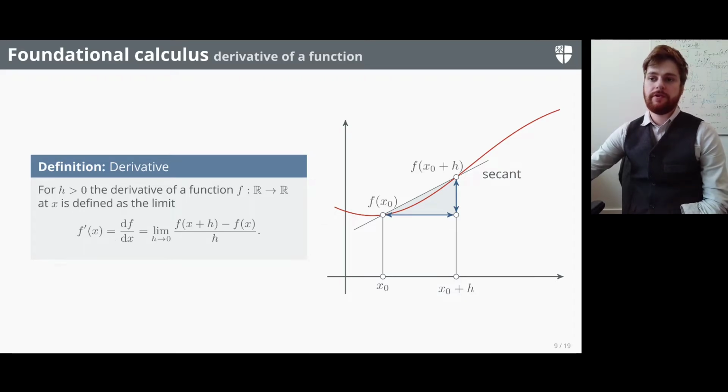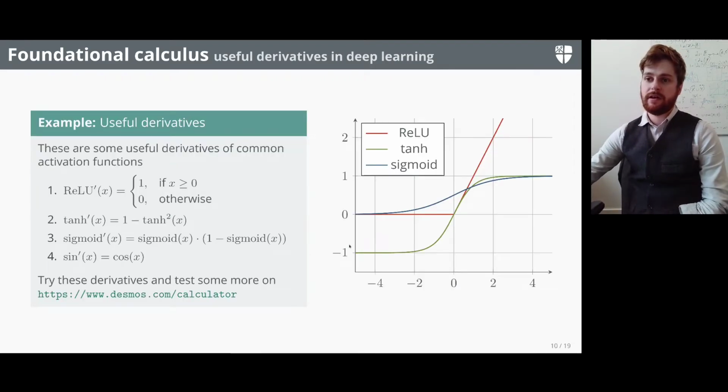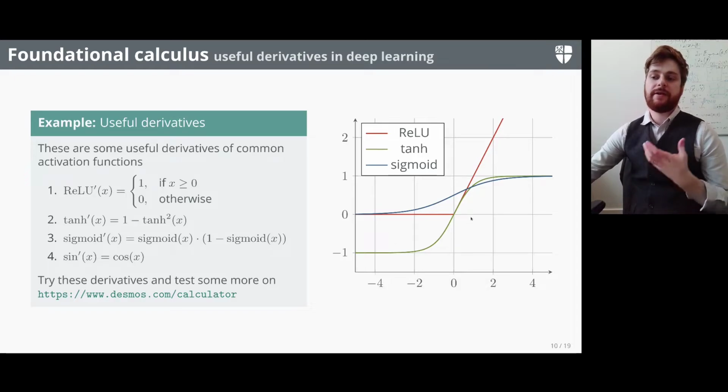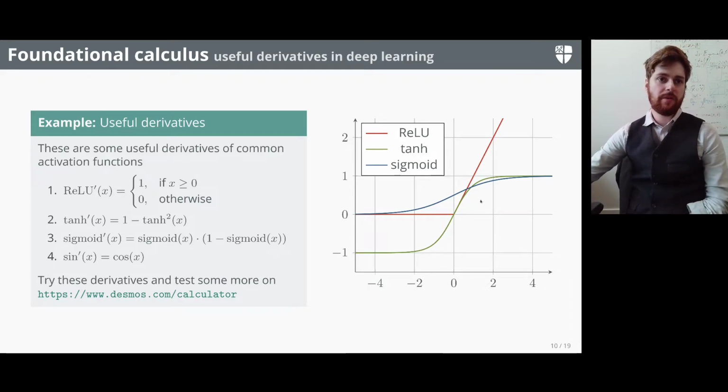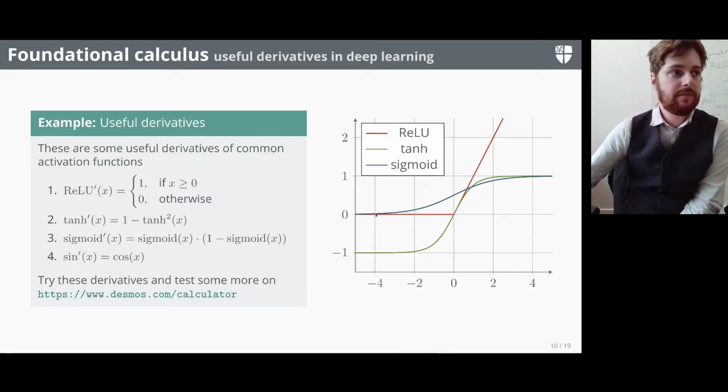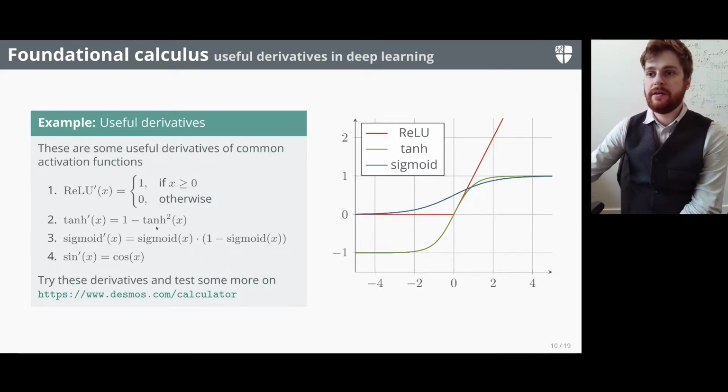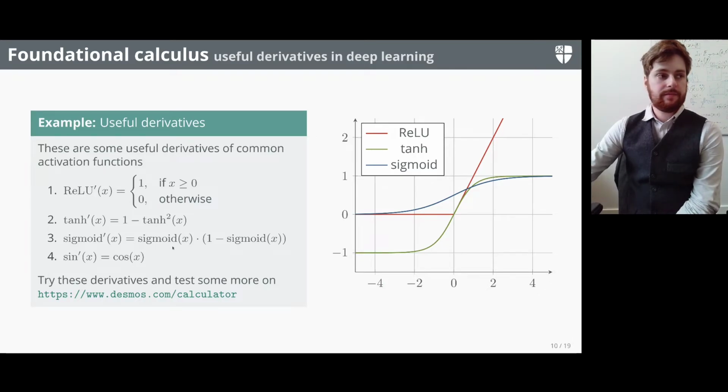So if you recall from the first lecture, we said that a neural network or artificial neurons contain this weighted summation followed by a nonlinear activation function. And so here are some common nonlinear activation functions. You can see the ReLU in red, which was the max of 0 and x. And on the left, these are some useful derivatives for the common activation functions.